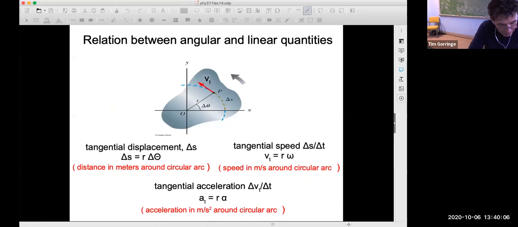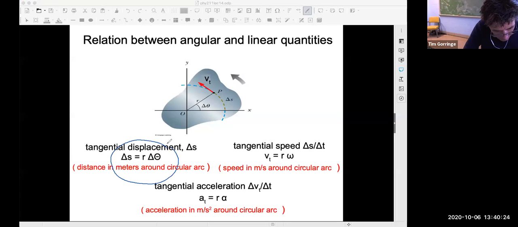This slide's a little bit busy, but the take-home message is that it expresses these relations. Over here on the top left is the relation between the angular displacement of the entire rotating object and the circular arc displacement of that point P. You multiply the angular rotation of the rotating object by the distance that point P is from the axis of rotation. That gives you the distance that point P has traveled on its circular arc.